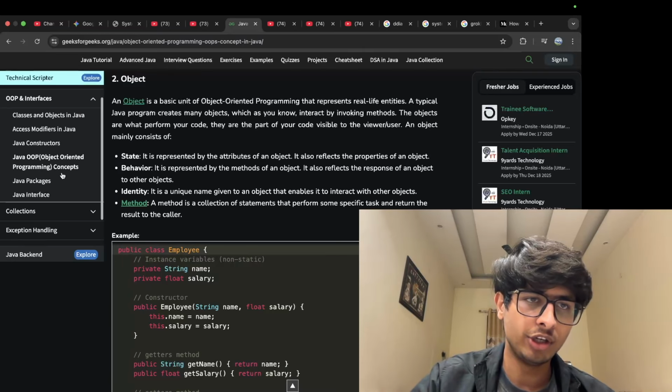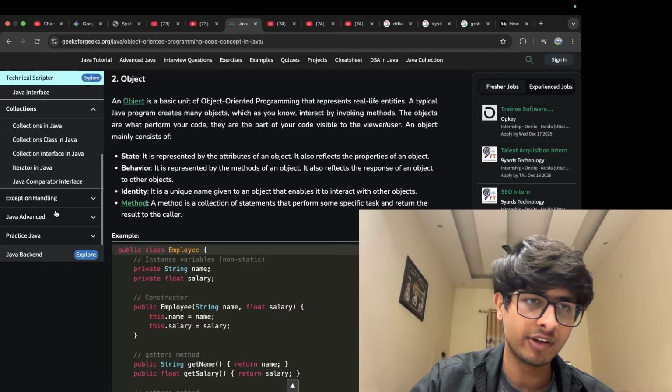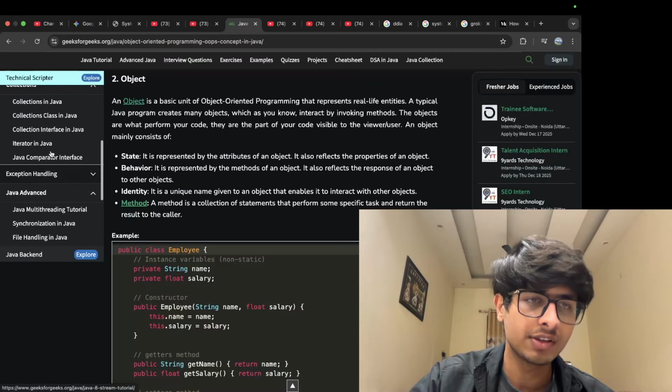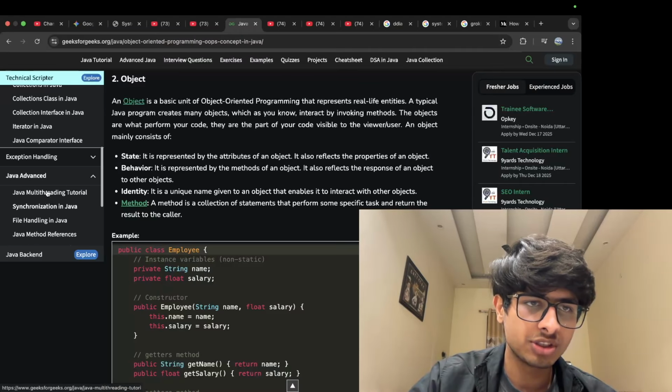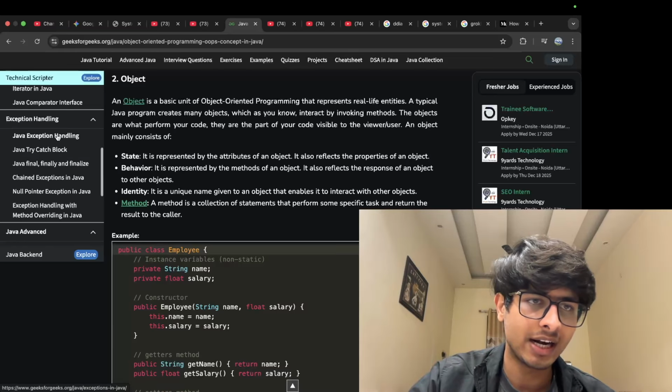You need to read about every single one of these. Not advanced. You can skip the advanced version, but a little bit of exception handling, error handling will do.